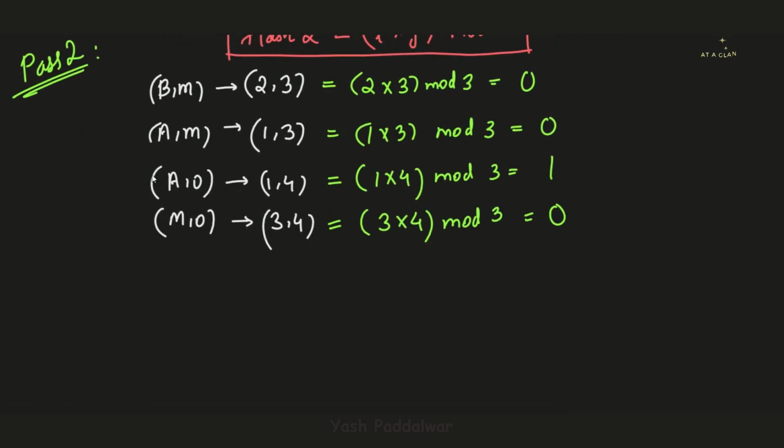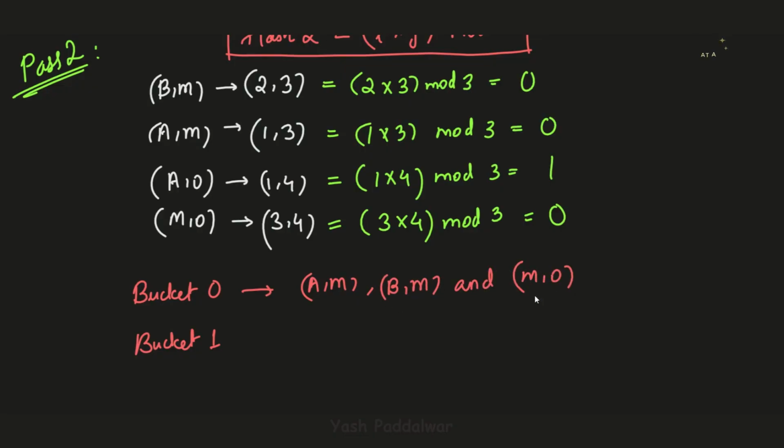So you can say that we have 2 buckets, that is bucket 0 and bucket 1 this time. And we can say that bucket 0 has the pairs AM, then BM and MO. So from this, you can say that there are a total of 3 pairs that are part of bucket 0. For bucket 1, we have only one pair, that is AO. So that is why we'll write that only one pair is present inside bucket 1.